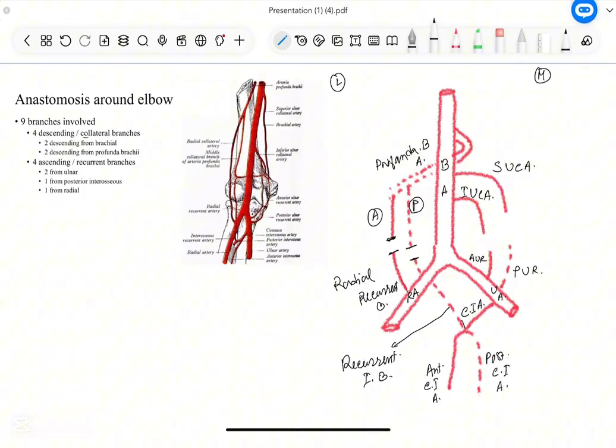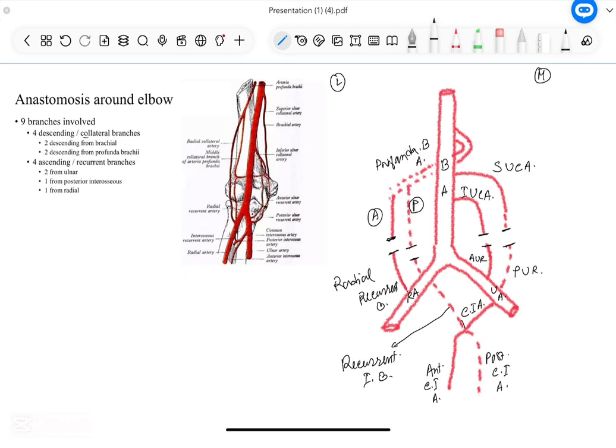Now for the medial side, the medial epicondyle relation. Anterior to the medial epicondyle, there are two artery anastomoses. What is that? One is the anterior ulnar collateral branch with the anterior ulnar recurrent branch. This is in front of the medial epicondyle. And the superior ulnar collateral branch will go behind the medial epicondyle and make anastomosis with the posterior ulnar recurrent branch.